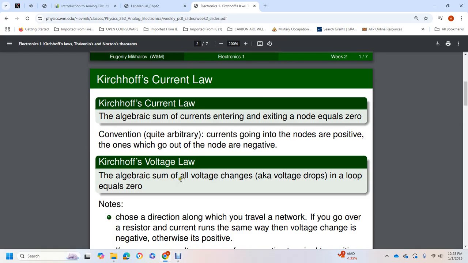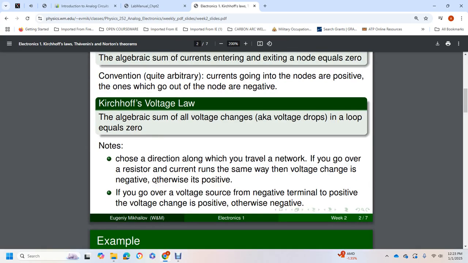Kirchhoff's voltage law: the algebraic sum of all the voltage gains and voltage drops in a loop equals zero. Choose a direction of travel around the network. If you go over a resistor, and the current runs the same way, the voltage change is negative, otherwise positive. If you go over a voltage source from the negative terminal to the positive terminal, the voltage change is positive, otherwise negative.